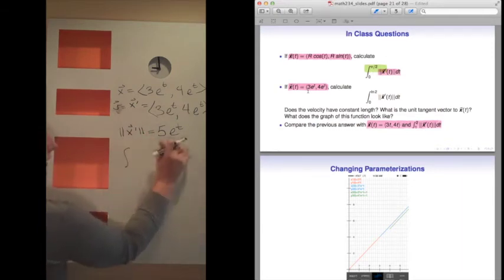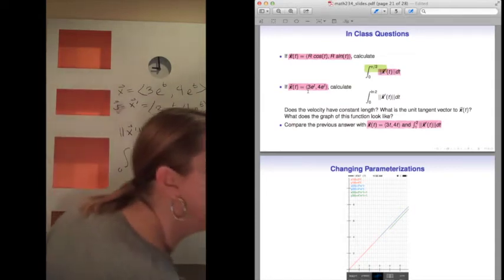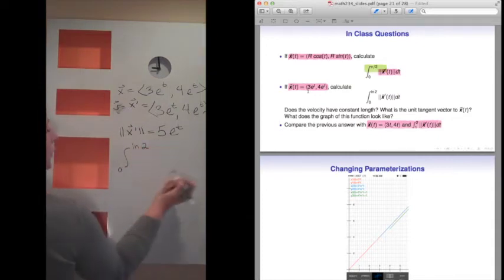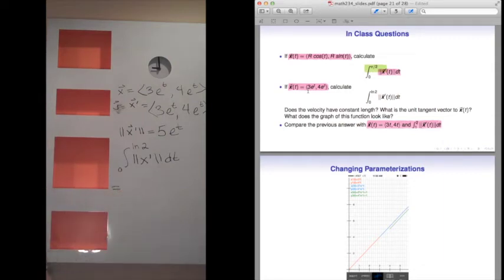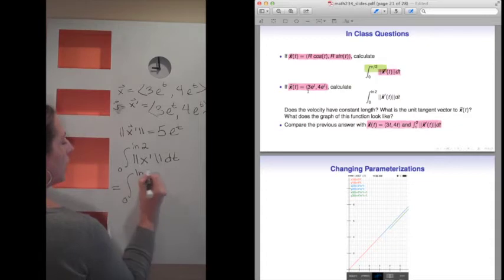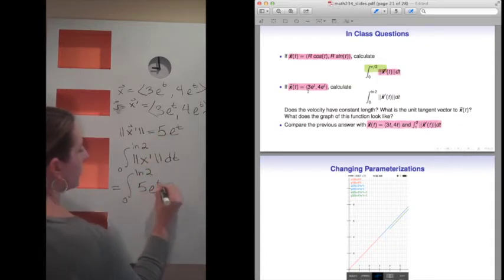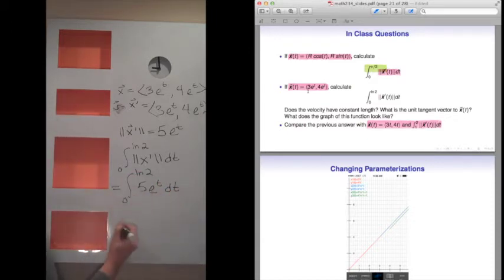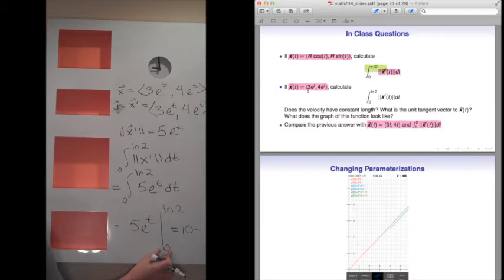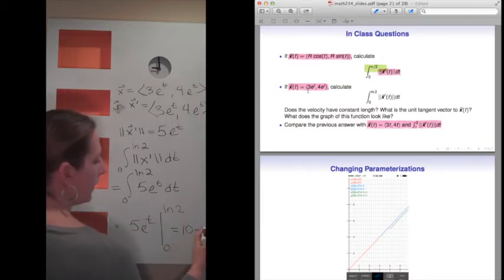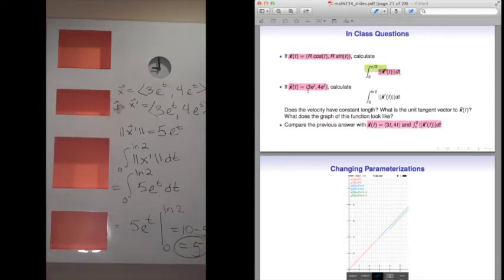Okay, so if I want to calculate the arc length itself, what I need to do is take the integral, and I gave you from 0 to the natural log of 2 of this quantity, and that reduces to the integral of 5e to the t dt. I know how to integrate this and plug in the limits. So this is going to be 5e to the t, evaluated at these limits. And so here, when I plug in ln 2, I get e to the ln 2, so that's 2. And then I subtract off what happens when I plug in 0, so I get e to the 0, which is 1, times 5. So the answer you should have got was 5.